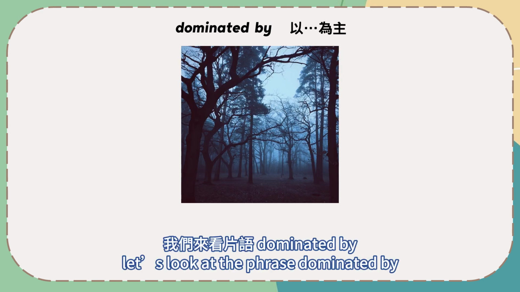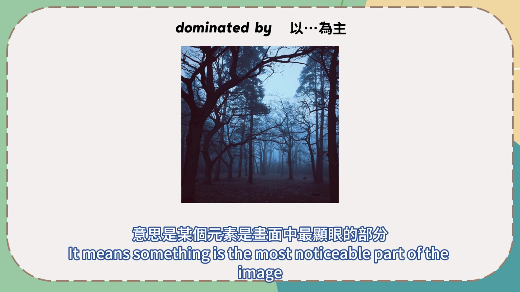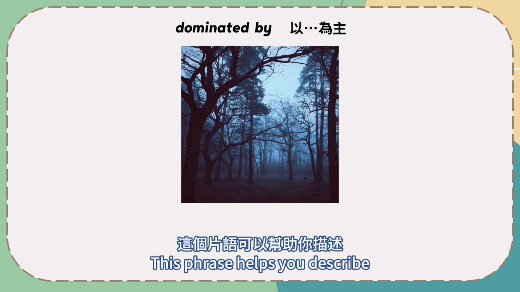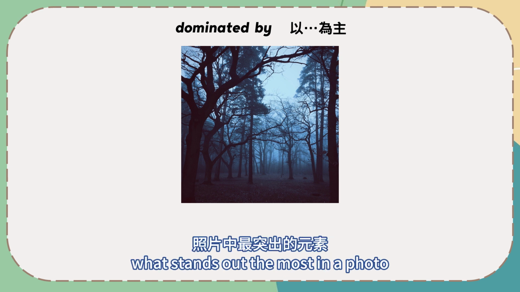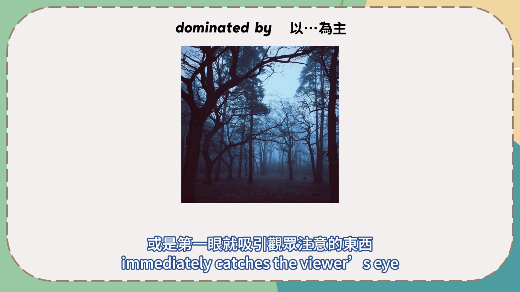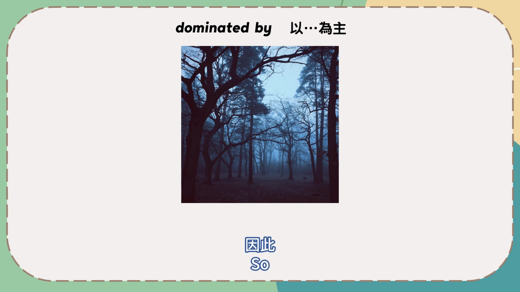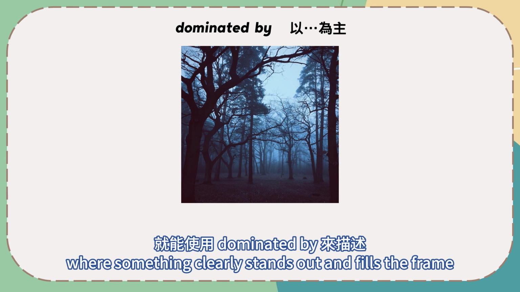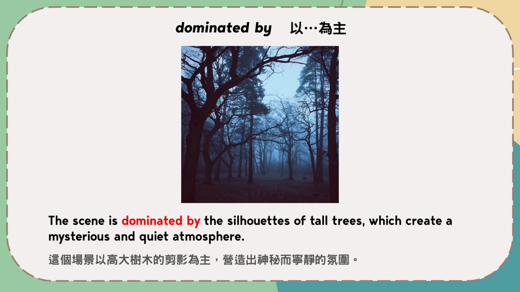Now let's look at the phrase dominated by. It means something is the most noticeable part of the image and can control the overall feeling. This phrase helps you describe what stands out the most in a photo, the element that takes up most of the space or immediately catches the viewer's eye. So you can use dominated by for any image where something clearly stands out and fills the frame. The scene is dominated by the silhouettes of tall trees, which create a mysterious and quiet atmosphere.